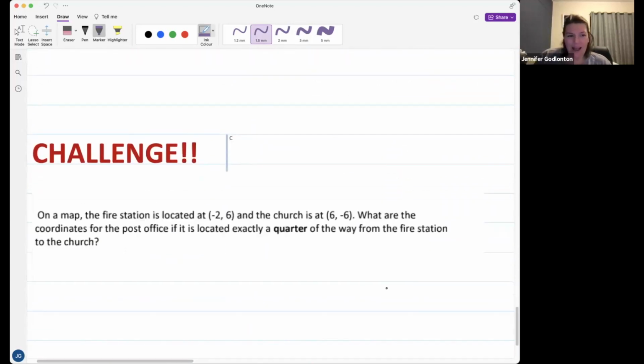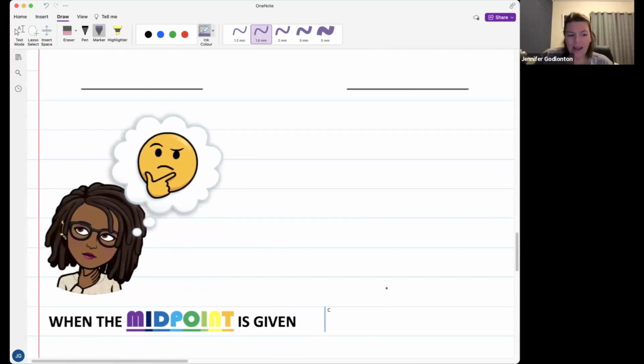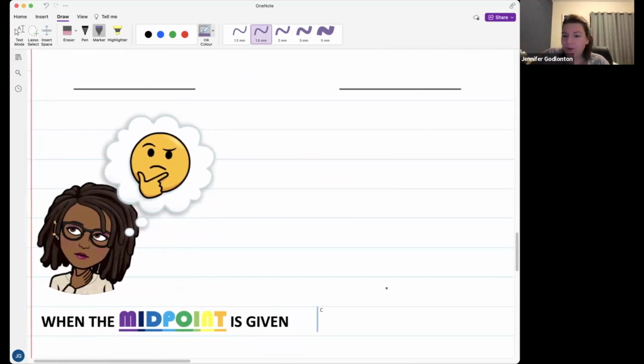Okay, so we'll get down to the challenge. What happens if they give you the midpoint? For example, and this is why I did that very first question the way that I did. You'll see why now. You are given a line, you are given A and B, and you're given a midpoint. Let's call it M.